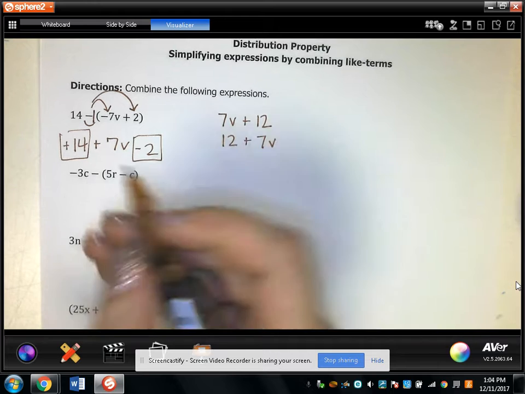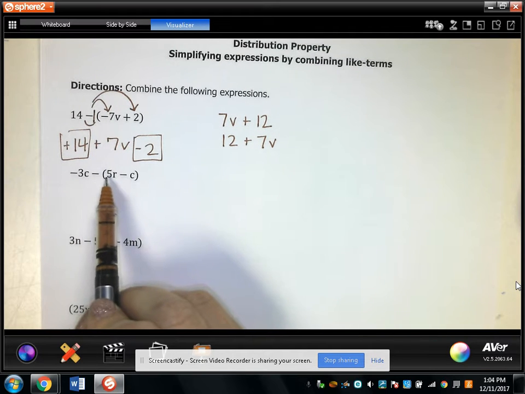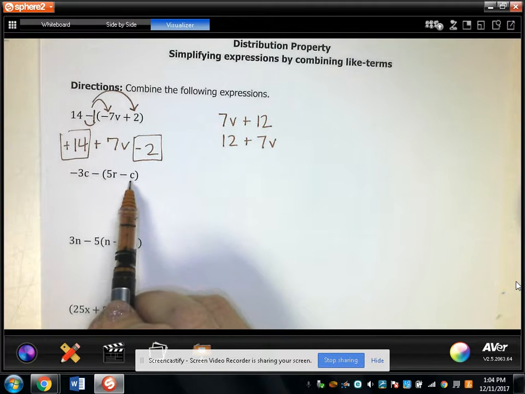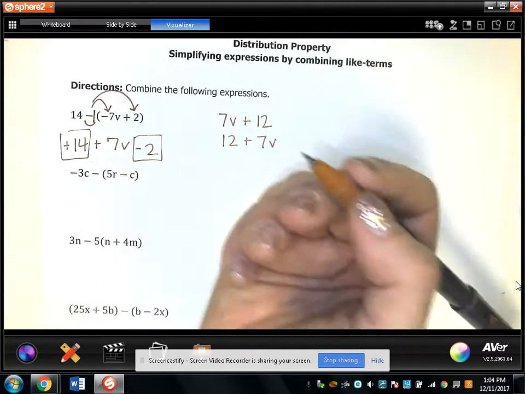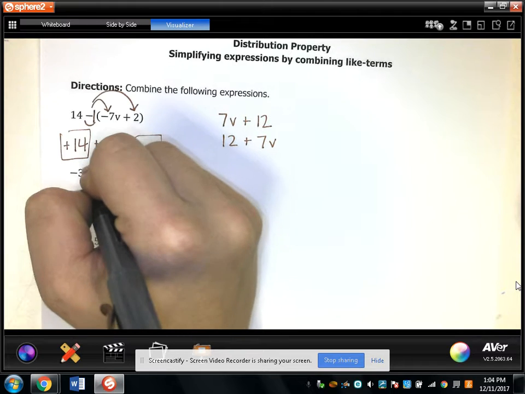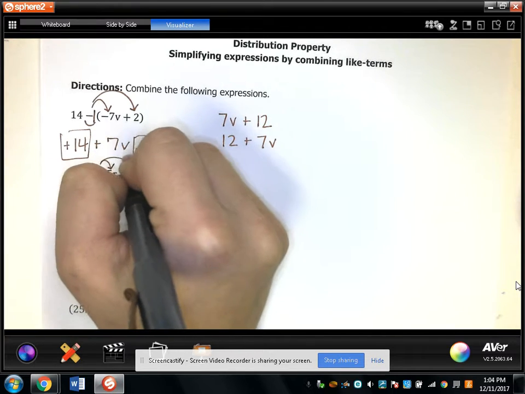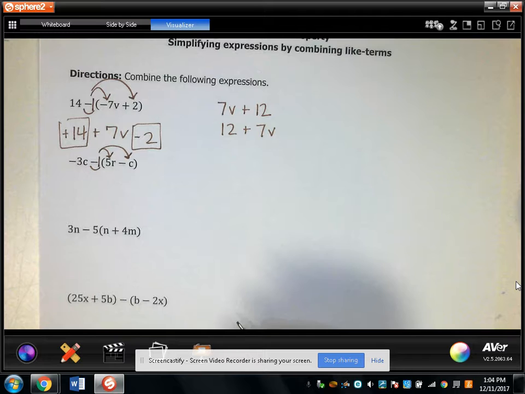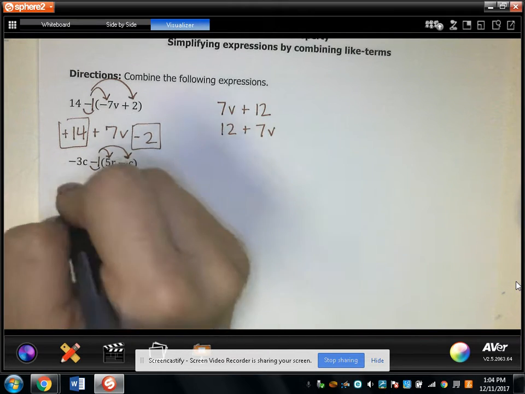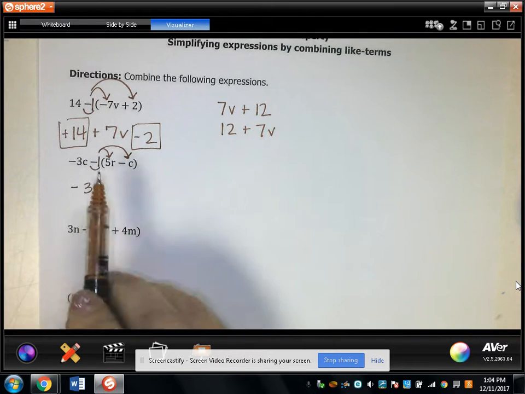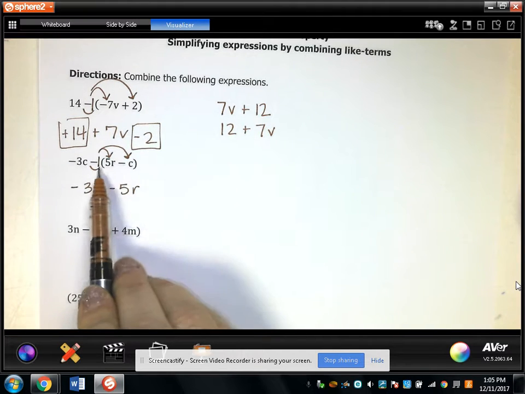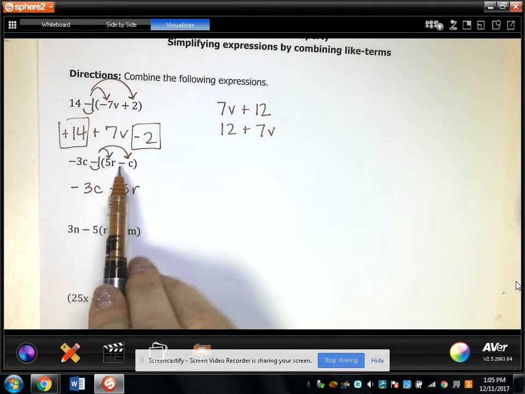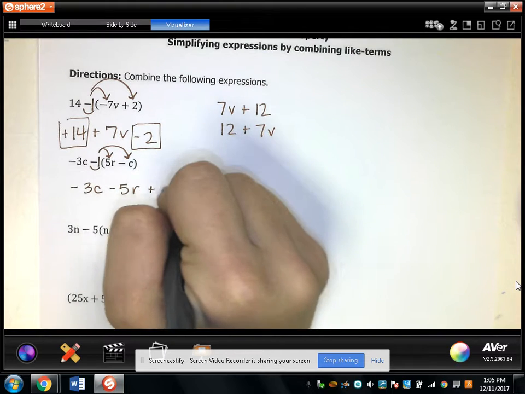Okay. Next, this is negative 3c minus 5r minus c in parentheses. But this is really subtracting 5r and then subtracting negative c. So what you want to do is take your subtraction symbol and turn it into a negative 1 and distribute it to every term inside of the parentheses. So this is really negative 3c, and then negative 1 times 5r is negative 5r, and negative 1 times negative c is a negative times a negative, which is a positive c.